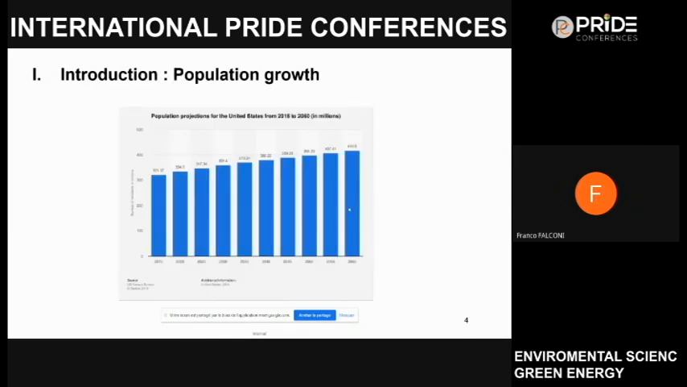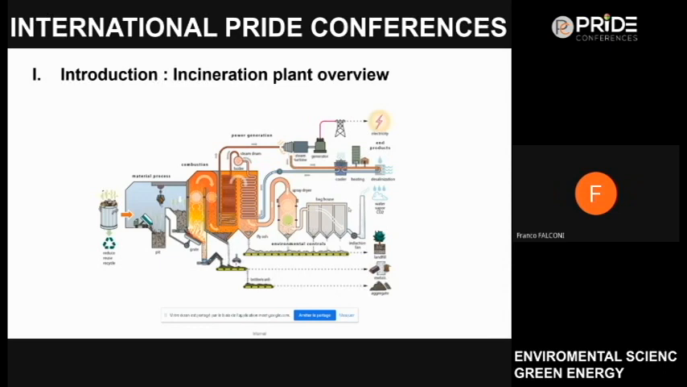So, as we can see, given that the population is constantly increasing, so this is just to show the population of the United States, but the world population is having the same curve and the same tendency to increase. So we need to have solutions in order to cope with all this new waste that will continue to appear. And so to do so, we have this already existing solution that is called a waste to energy incineration plant.